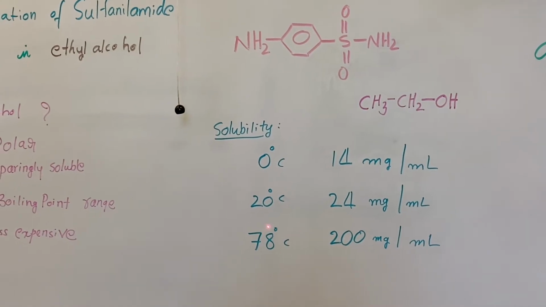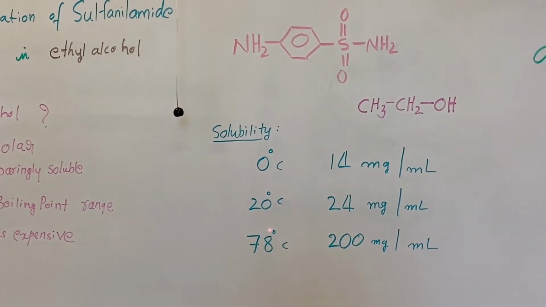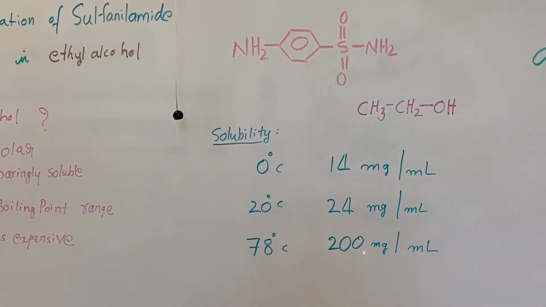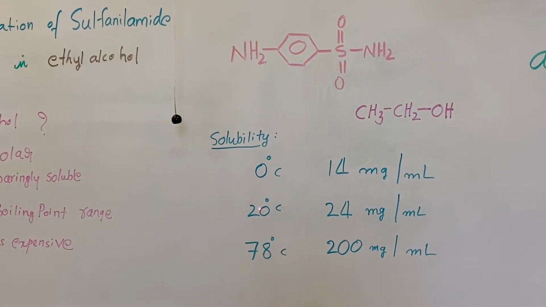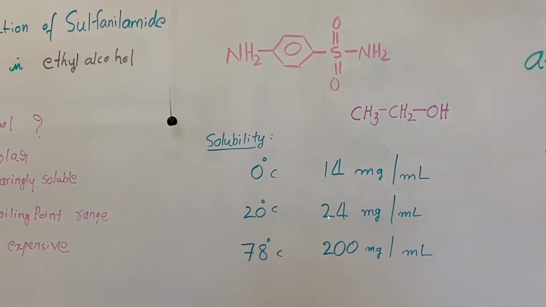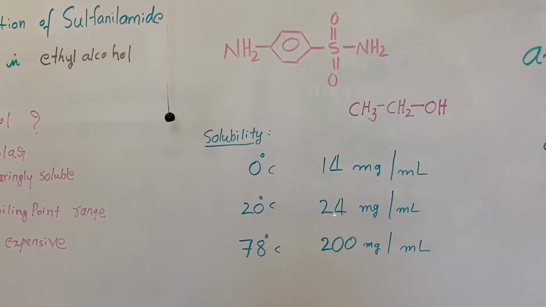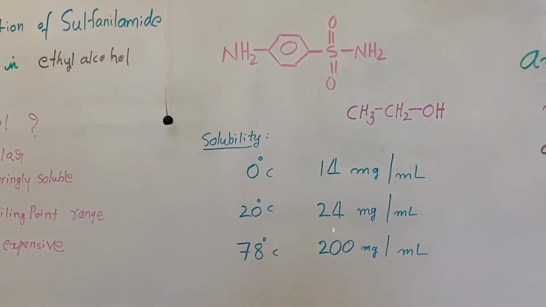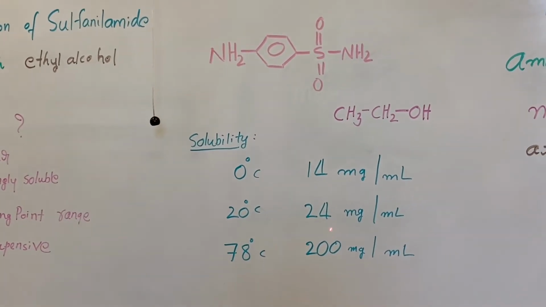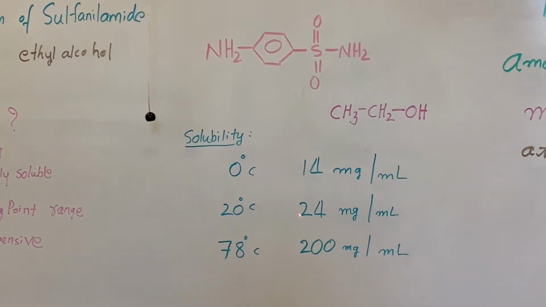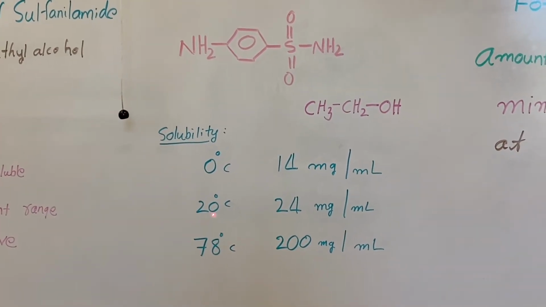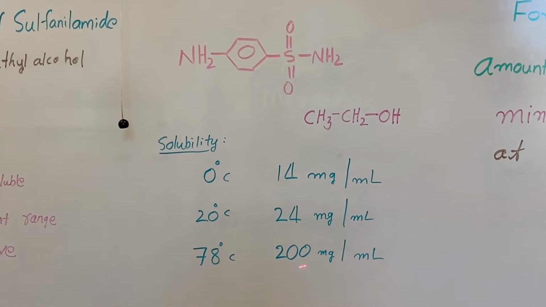Look at this. If you dissolve the compound at boiling point and then cool it down to room temperature, you will have this much difference of solubility. That means you can recover a lot of compound, right? That is very important, this range: the solubility range at room temperature and at boiling point.